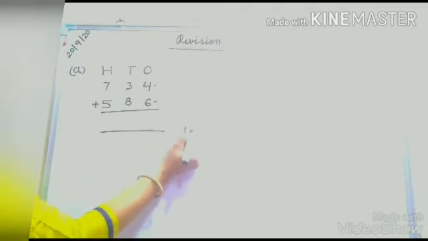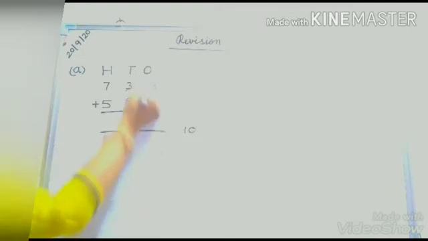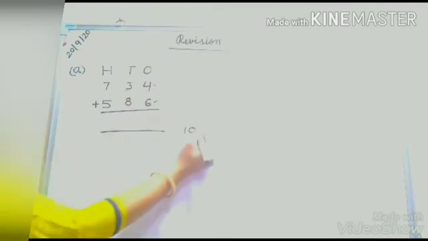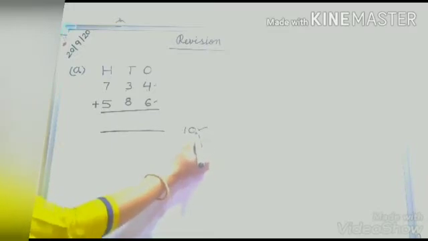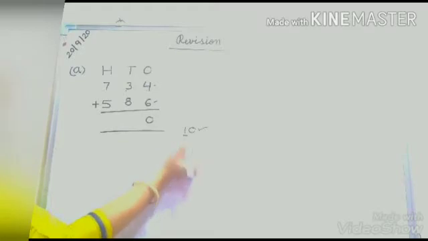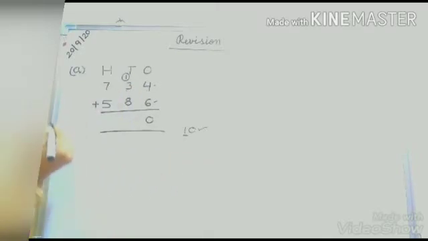Here 10 has come. Children, can we write 10 here? No, because at ones place we write only one digit. So what we will do? We will write the right side digit, that is 0. And 1 will be carried over to the tens place. Okay. Now we come to the tens place digits.